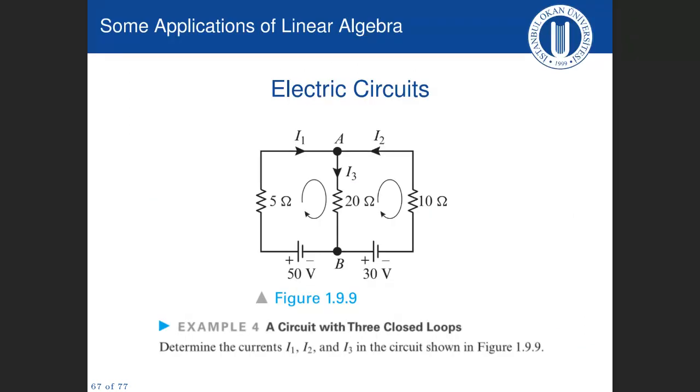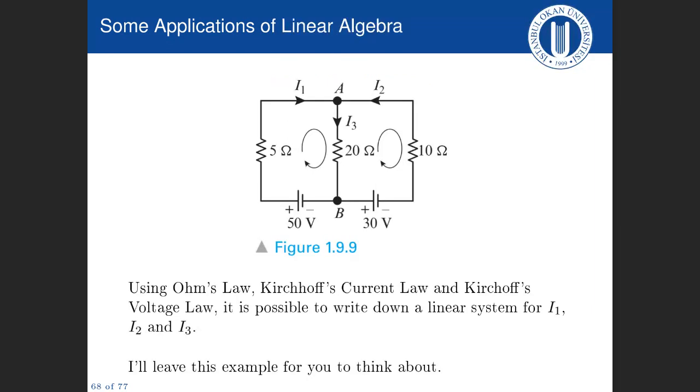We could do the same thing for electrical circuits, and I'm not going to give all the details here. Suppose we had a simple electrical circuit like this with currents I1, I2, and I3. We could use the laws of physics to write down a linear system for these three currents, and then we could solve these to find the currents. I'm not going to do this. I'm going to leave this for you to think about.